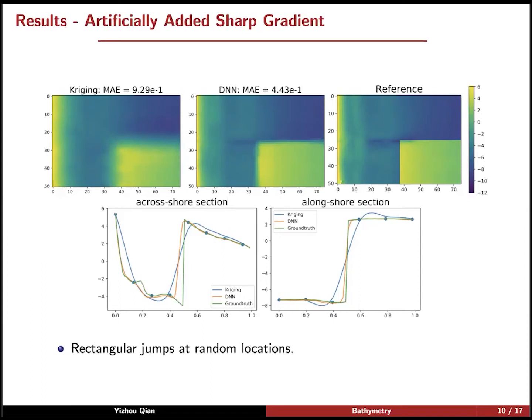The second reason is that Kriging tries to estimate the mean squared error. So when it predicts points near the location of the jump, this kind of smooth transition gives us the minimizer of the mean squared error. Whereas when our deep neural network tries to predict a solution that minimizes the mean absolute error, we allow it to give this kind of prediction with much sharper boundaries.